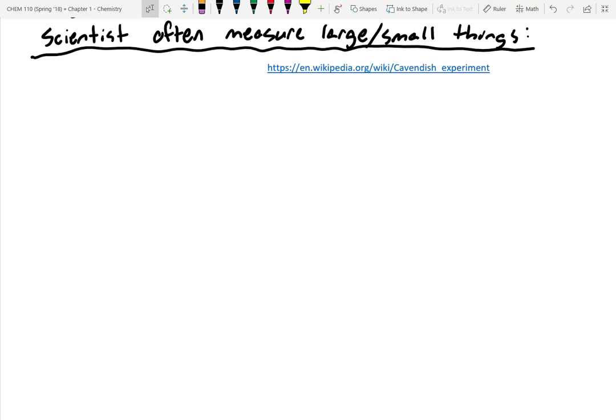All right, so let's take an example of this, and I'll show you my favorite experiment for a large measurement, and that is the experiment that was done to determine the mass of the Earth.